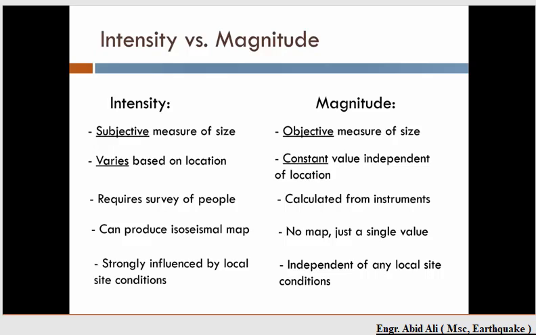Magnitude is calculated from instruments. We don't have a map because it's just a single value. It doesn't change depending on where you are, and it's really independent of any local site conditions.